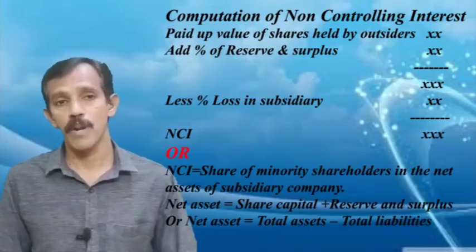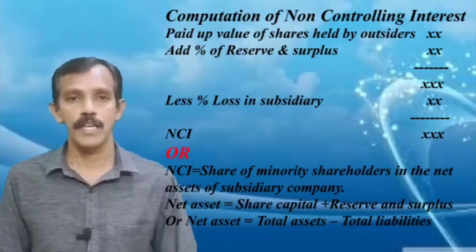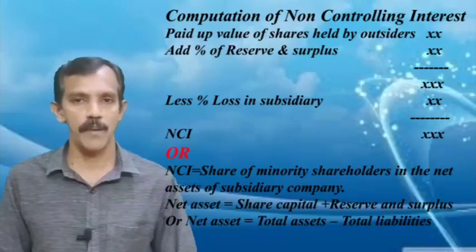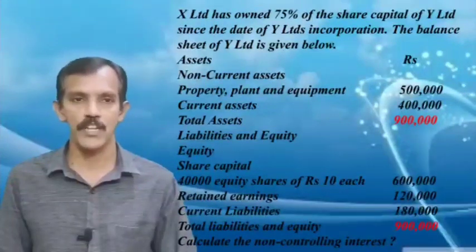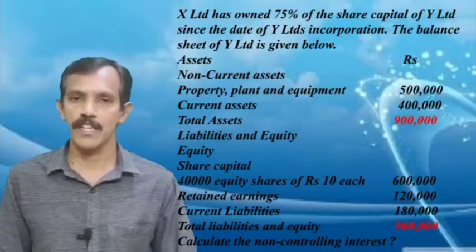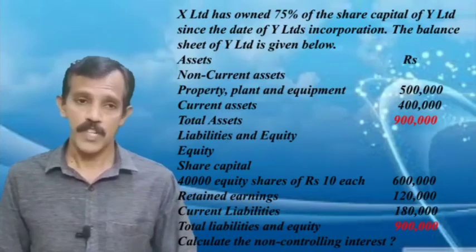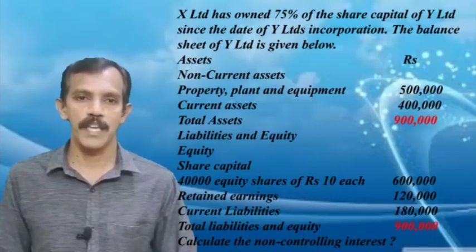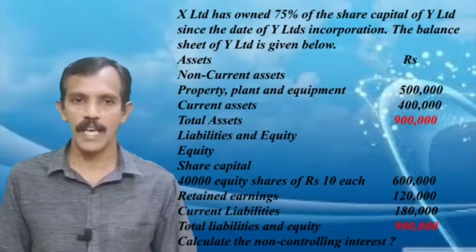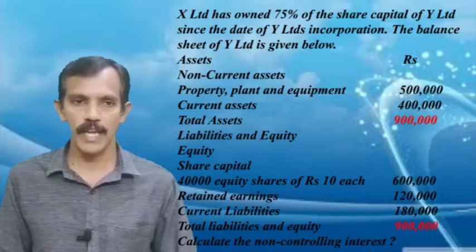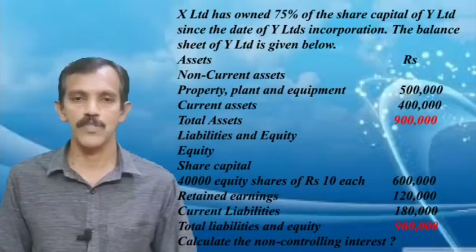Then we solve one problem. X Limited has owned 75% of the share capital of Y Limited since the date of Y Limited's incorporation. The balance sheet of Y Limited is given below. Asset side: firstly, non-current assets, plant property and equipment 5 lakh. Then current assets 4 lakh. Then total of assets comes to 9 lakh.